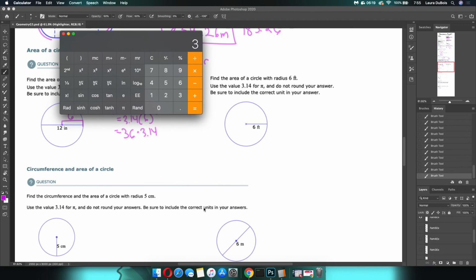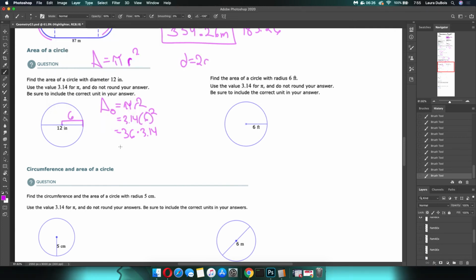36 times 3.14 is 113.04. 113.04 inches squared. And now since we're in area, we're back to units squared.